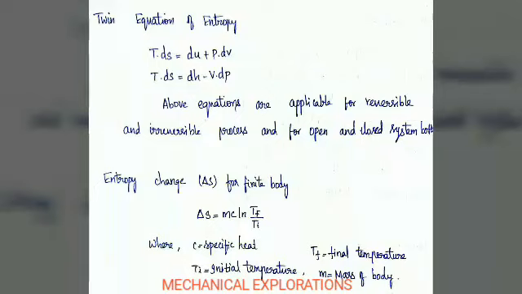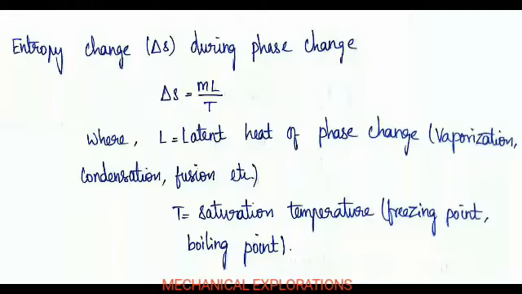Now the TdS equations of entropy give us TdS equal to dU plus PdV, and rearranging the equation with U replaced by H and substituting the values. The above equations are applicable for reversible and irreversible processes, for open and closed systems. And the entropy change for a finite body is given as del S equal to mc ln Tf by Ti.